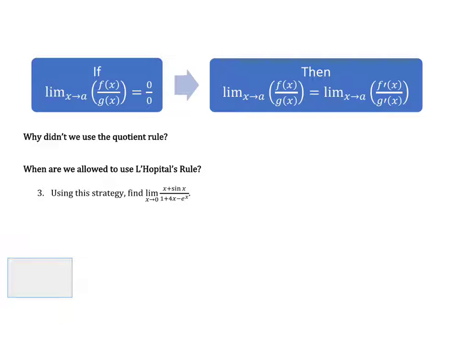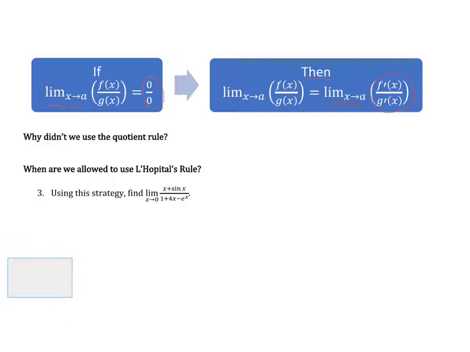Okay, so if you wanted to summarize what it is mathematically, it would be the following. If we take the limit as x approaches some value of f of x over g of x, two different functions, and we get 0 over 0, then we can use L'Hopital's rule, which states we're going to take the limit of the same thing, but this time we're going to have the derivatives of the top and bottom function.